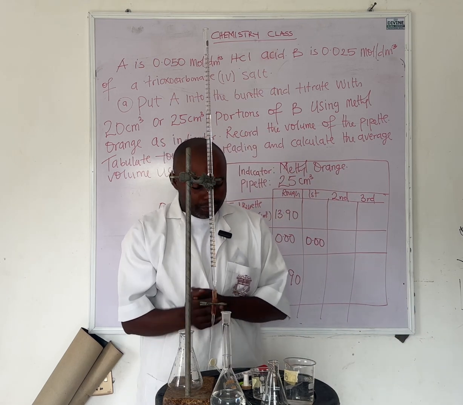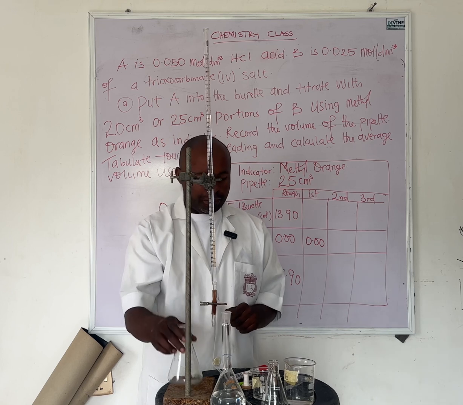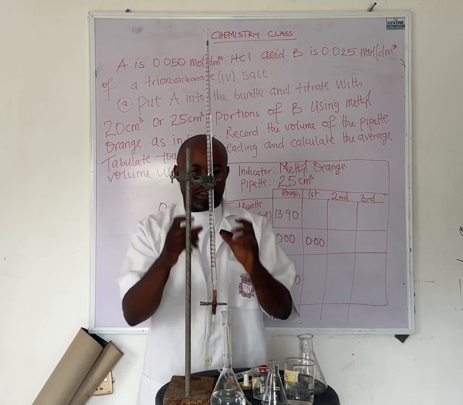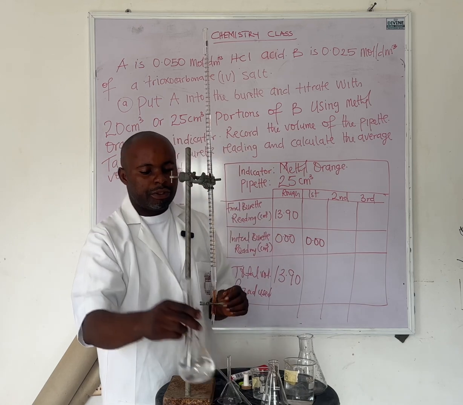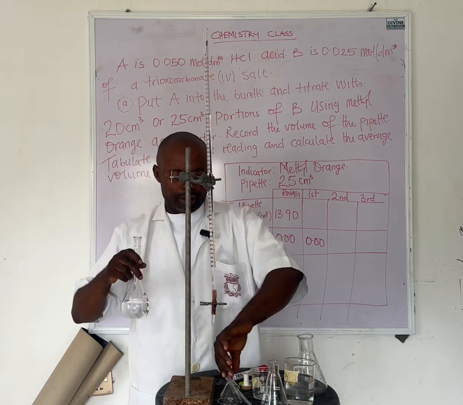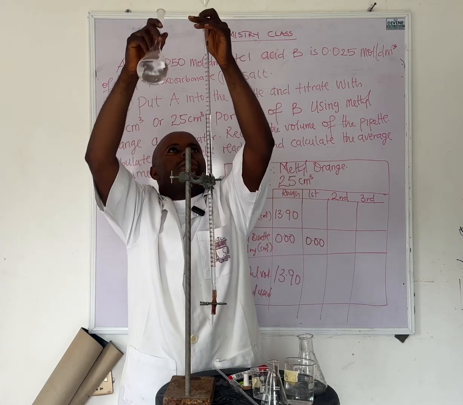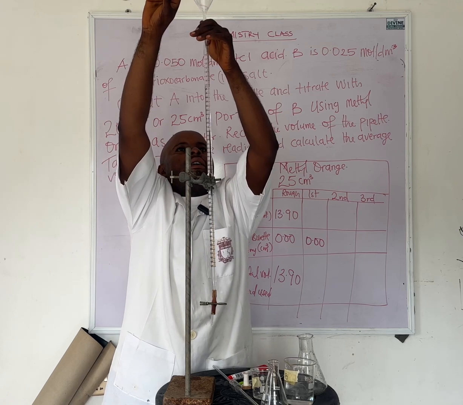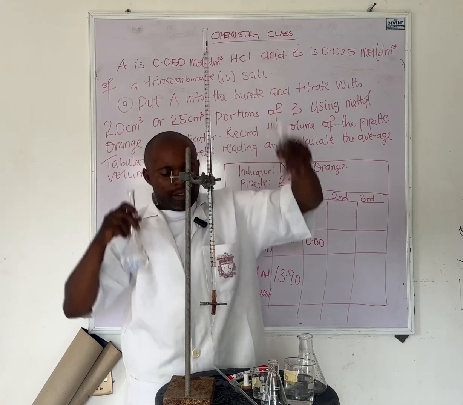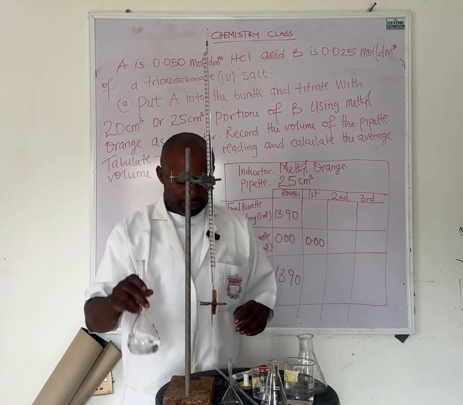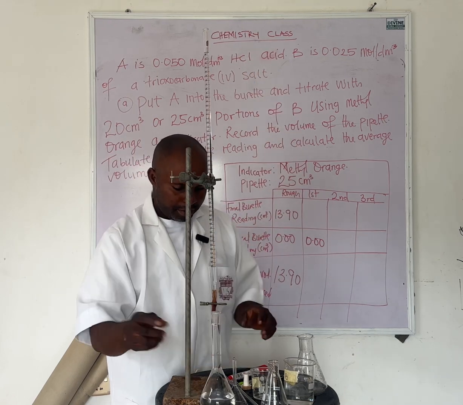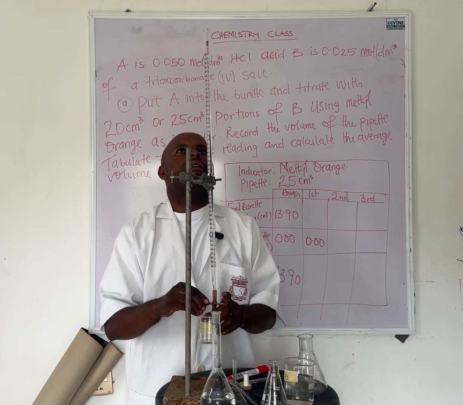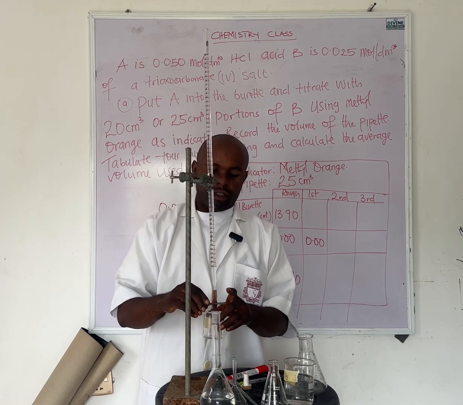So in this now, we are going to refill. As I've said, as you are refilling, remove your conical flask so that there will not be contamination before titration. So we are going to add the acid. Let's refill to 0.00. We're going to adjust to 0.00.